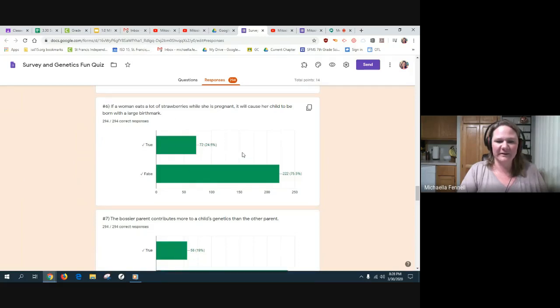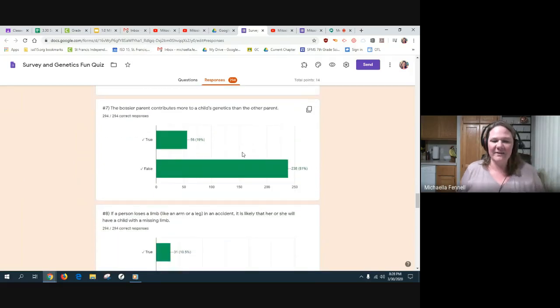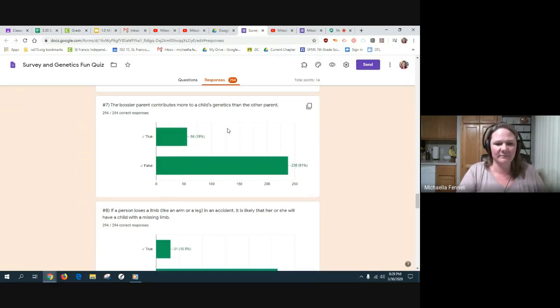So, all right. Number seven, I think this is a hilarious question. The bossier parent contributes more to a child's genetics than the other parent. Some people say they have one parent who's bossier than the other. Some people don't, but this is false. Each parent contributes 50% of the DNA to the child.